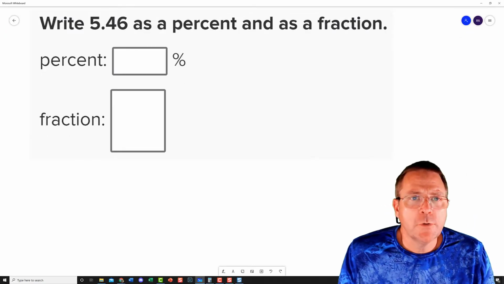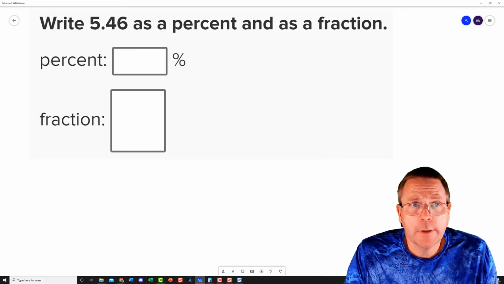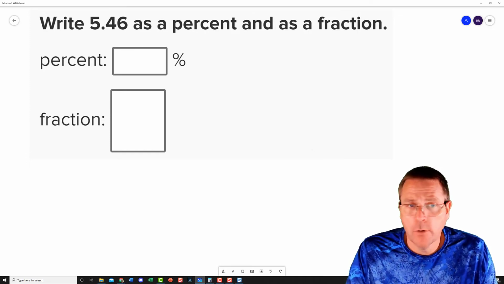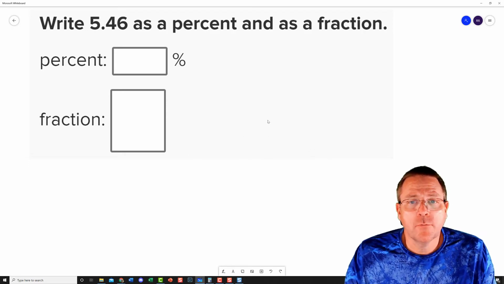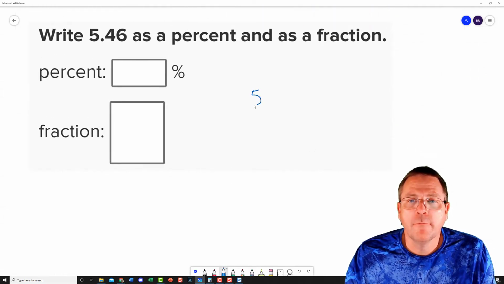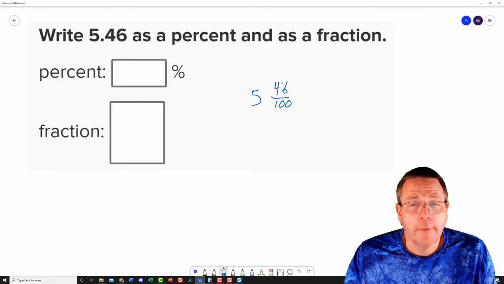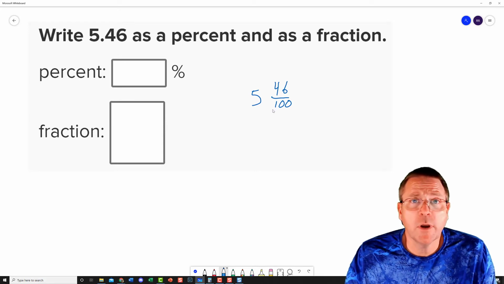Now I'm going to show you the way I would do it. It might or might not line up with the way the textbook would do it, but let's take a look. First off, I'm going to convert this to a fraction. So in the fraction, I'm going to say, well, 5 and 46 hundredths is 5 and 46 over 100. Now they may make that 546 over 100. I don't see any point in doing that.